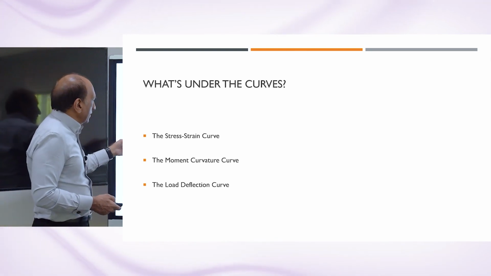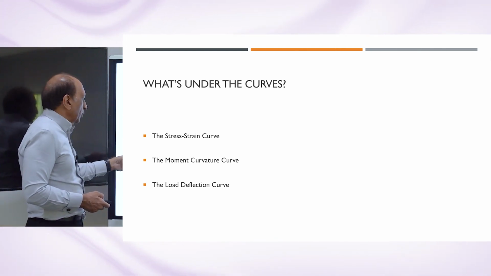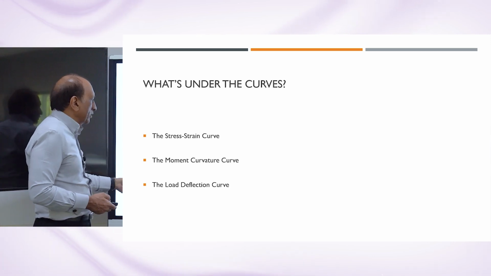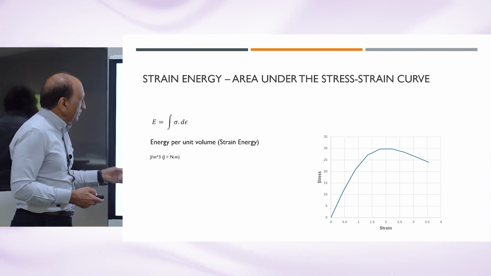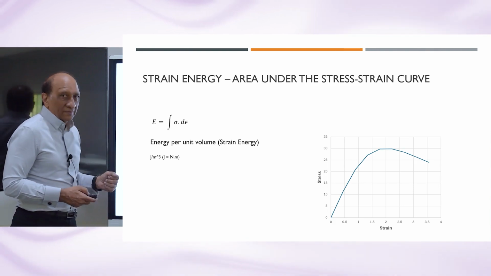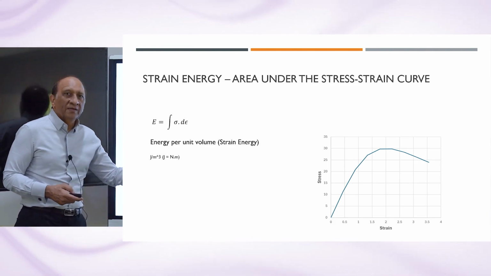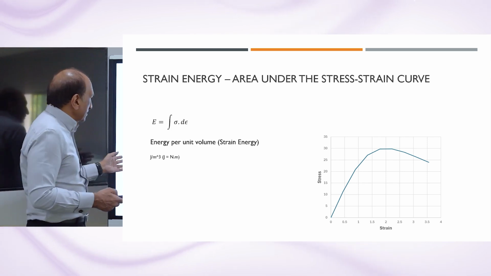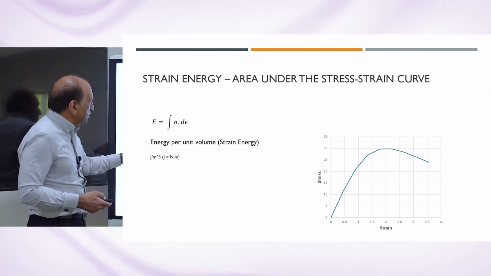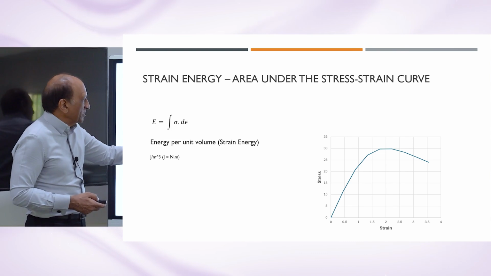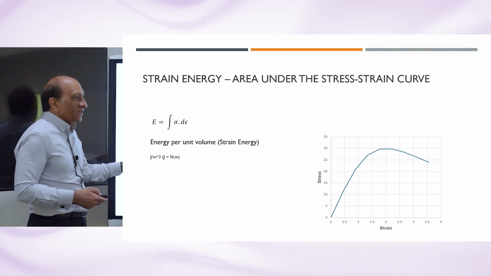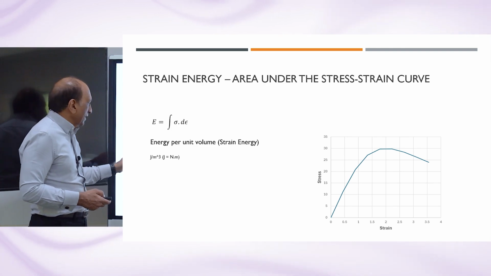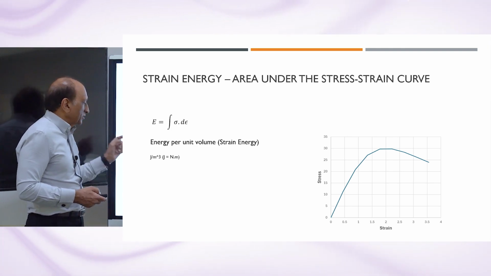So what's under the curves? The stress strain curve for material, the moment curvature curve for the cross section, and the load displacement curve for the structure. What is under that? Obviously, energy, because the area under the curve represents energy. And this is represented as energy per unit volume for the stress strain curve. Strain energy units are strangely the same as the moment, but that is coming from the energy equation.